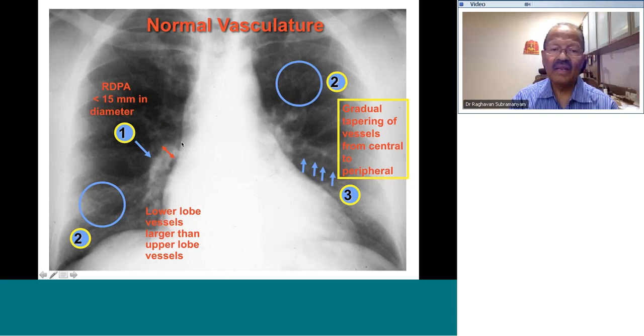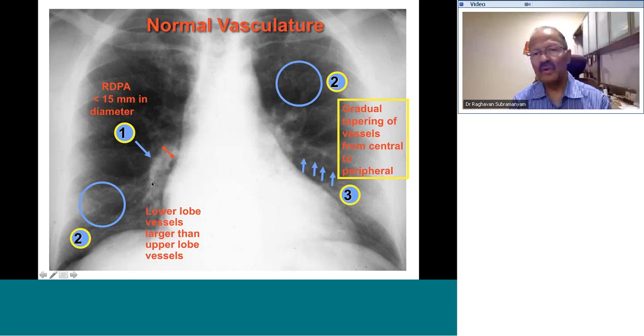Secondly, the vessels are always larger at the hilum, and as they go towards the periphery, they become thinner and thinner. In the normal lung, you see vessels in the proximal one-third and in the middle one-third. You may not see any vessels in the peripheral one-third. Therefore, you have gradual tapering of vessels from central to periphery. In the lateral one-third, you may or may not see any vessels. And finally, in adults, the normal right pulmonary artery size is said to be less than 15 millimeters. In children, less than 10 millimeters.